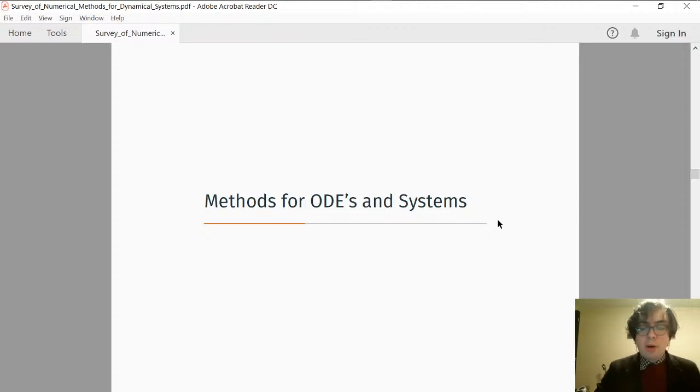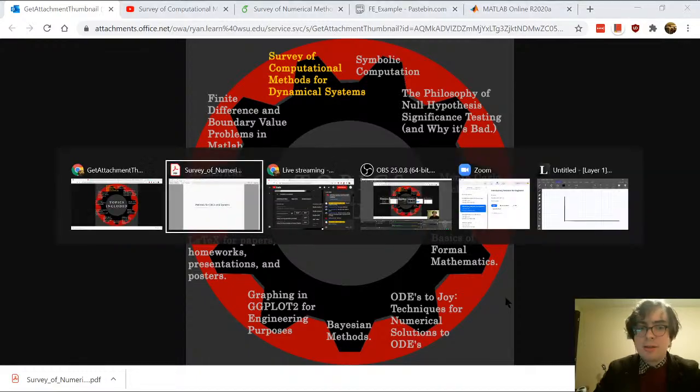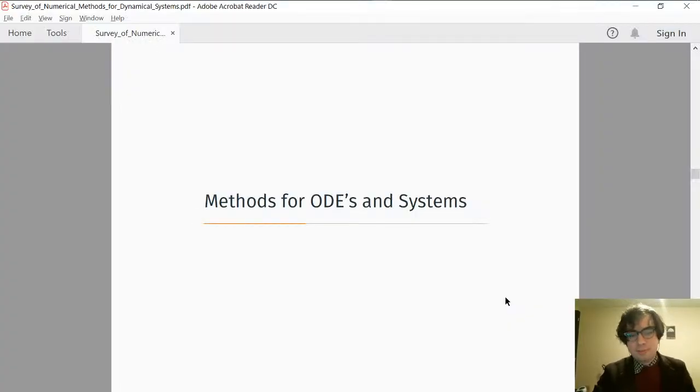All right, so we're going to start talking about methods for ODEs and systems first. ODEs are very simple, and I'm actually not going to spend very much time on this because we have an entire dedicated talk on ODE systems. Yeah, Odes to Joy, techniques for numerical solutions to ODEs. So I'm only going to outline the most basic of the numerical ODE solution today, and if you want further information about that, we'll talk about it when we get to Odes to Joy, techniques for numerical solutions of ODEs.